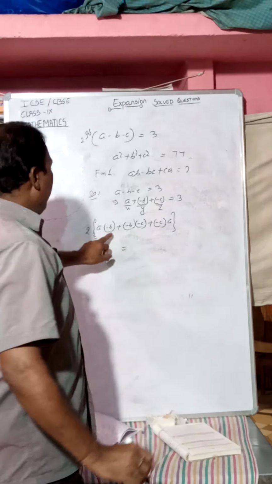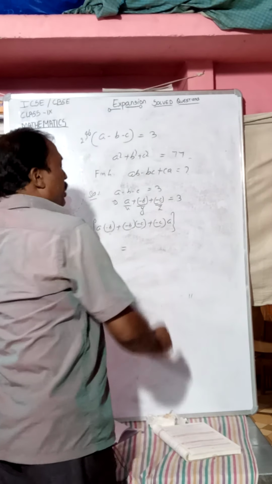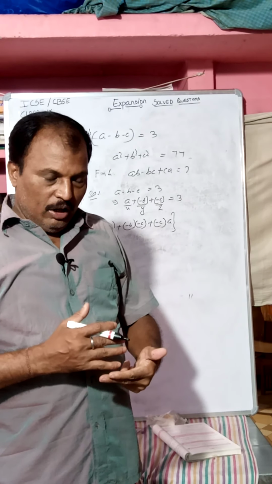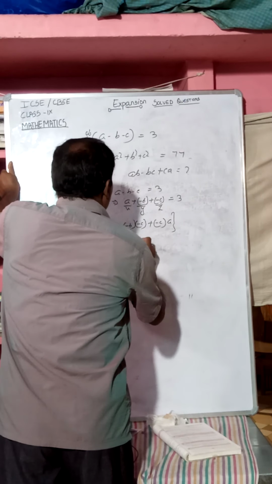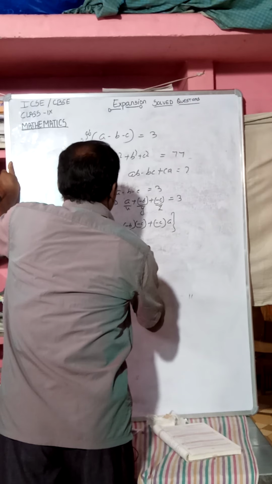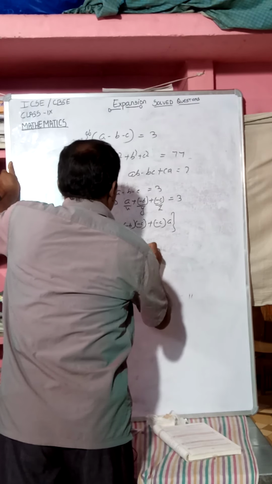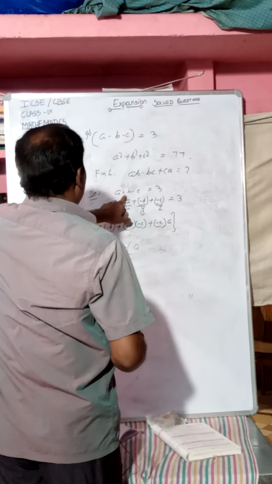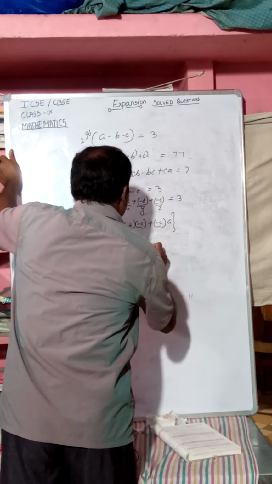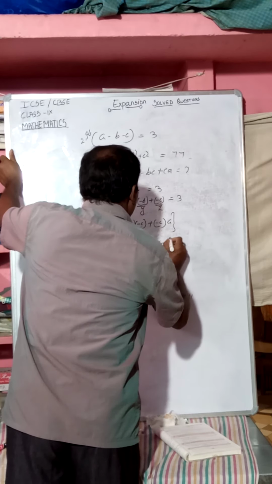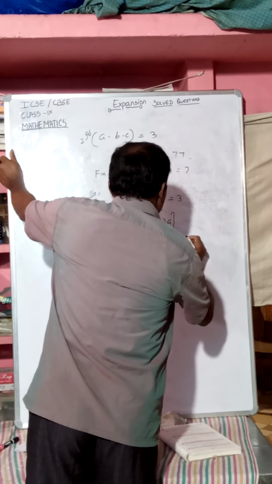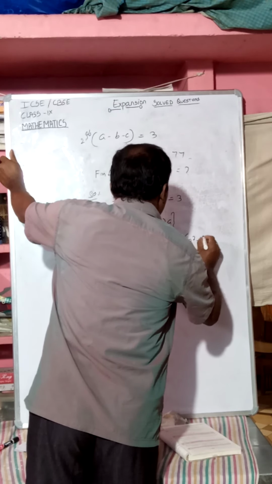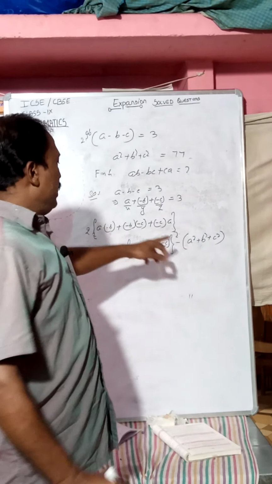That is equal to 2(AB + BC + CA) = (A + B + C)² − (A² + B² + C²). So 2(AB + BC + CA) = (A + B + C)², where A is A, plus B means minus B, plus C means minus C, whole square, minus (A² + B² + C²), because here it is not changed.